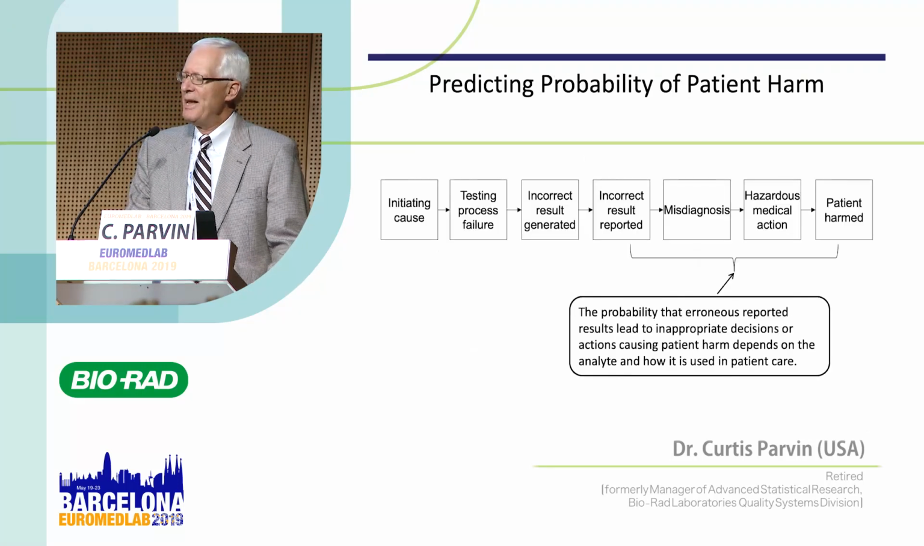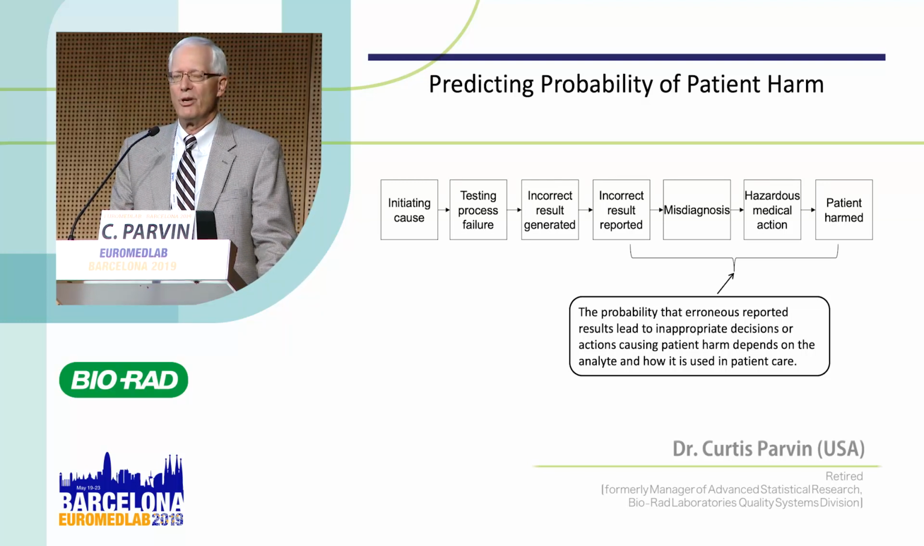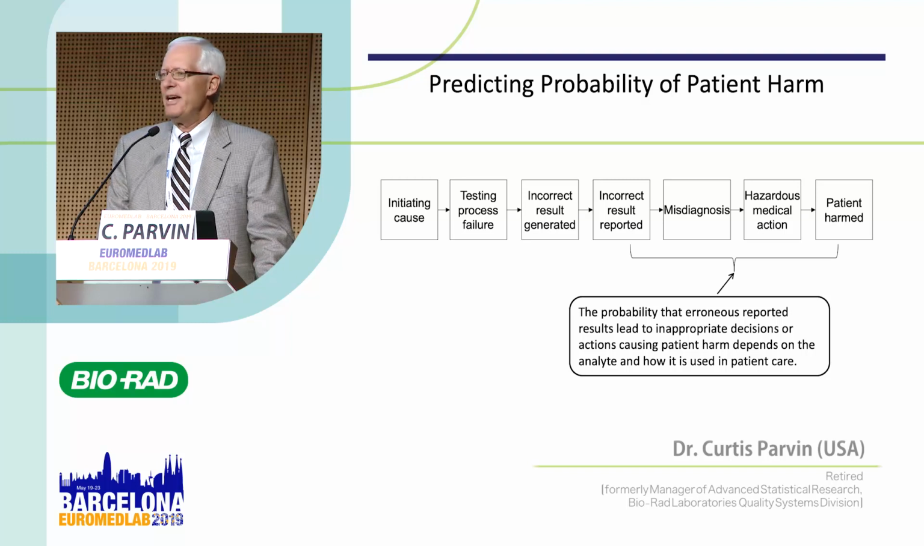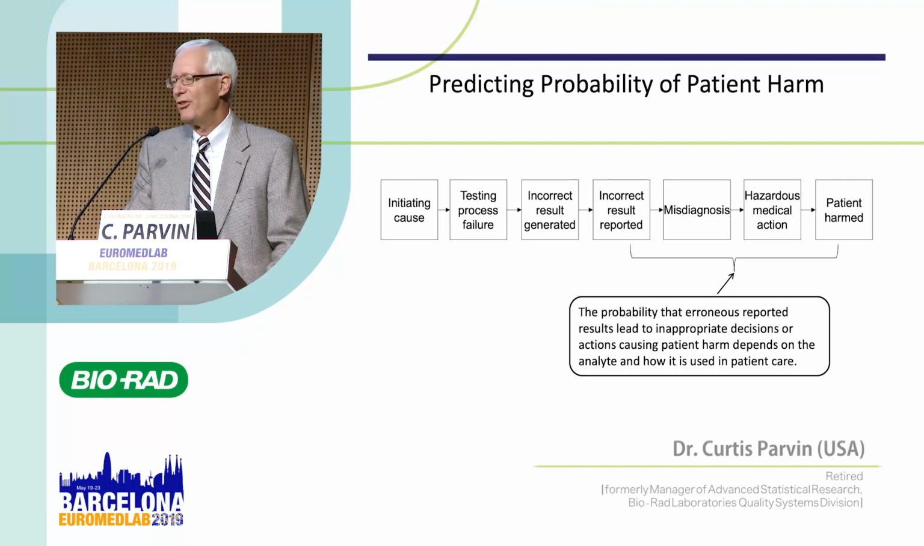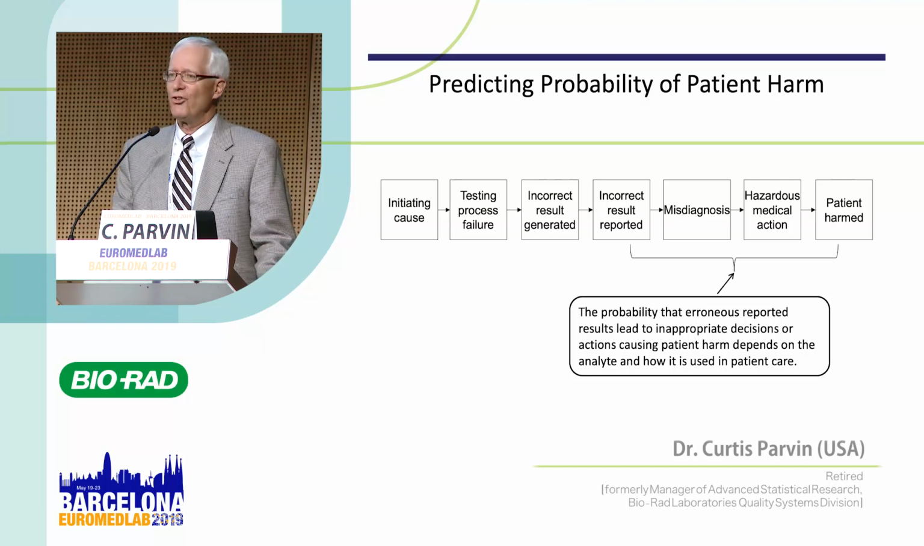Now lastly, depending upon this measurement procedure, the analyte, and how it's used in patient care, there's going to be some likelihood that an erroneous result that we report gets acted upon inappropriately. Some analytes contain very little information that's used in making decisions. In that case, the probability of an erroneous result leading to an inappropriate decision or action might be low. In other cases, the analyte is a critical component of the information that's used to make decisions in a patient. In that case, the likelihood of an erroneous result leading to an inappropriate decision or action might be very high.